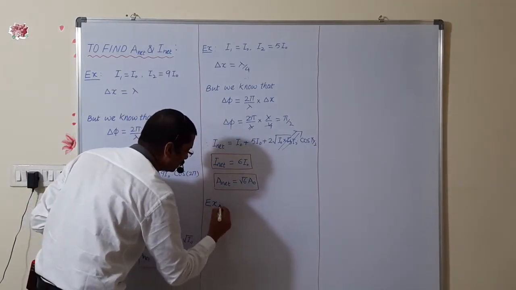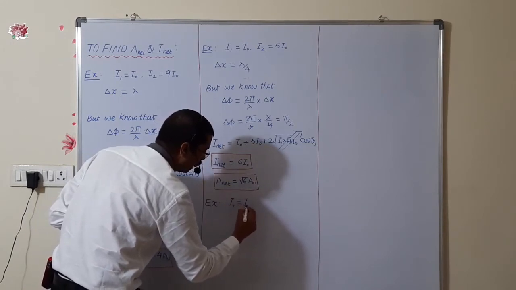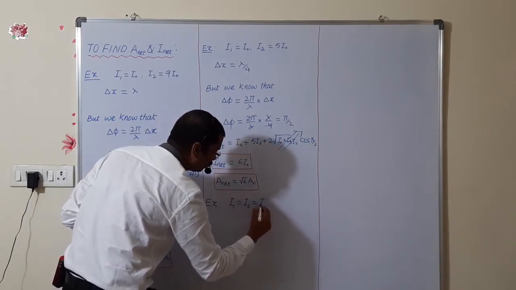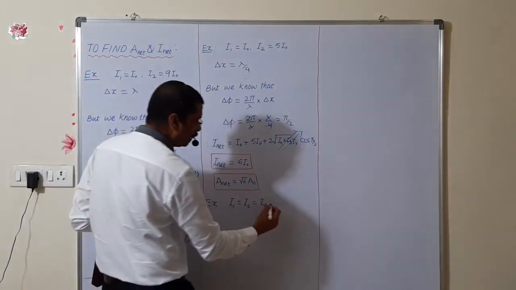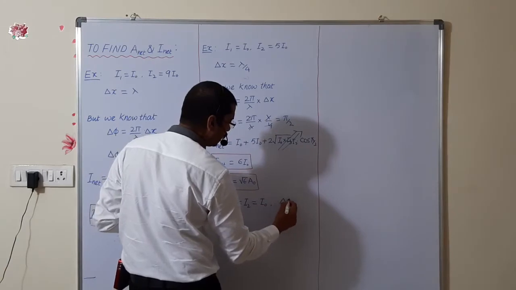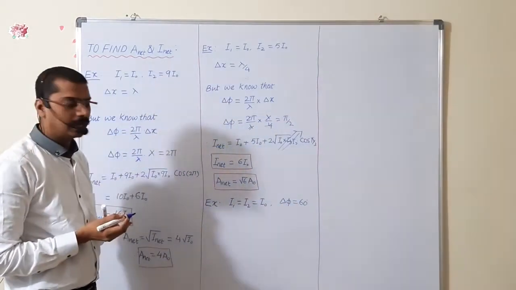Yeah, next sum: I1 is equal to I2 is equal to I naught, and the phase difference delta phi is equal to 60 degrees. Now we have to find I net.